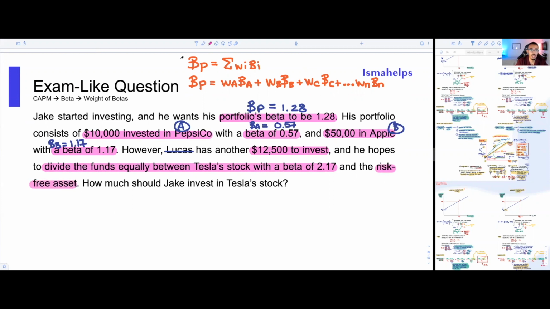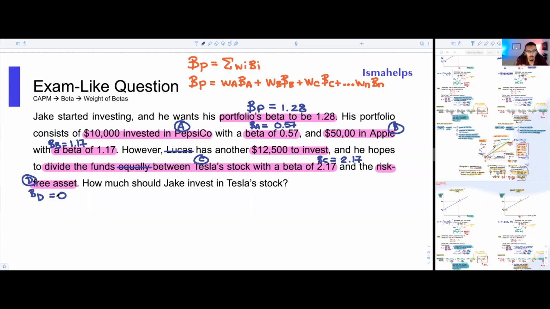So he wants to divide the funds, but we're going to remove the part about equally because that was a typo in the question. So he hopes to divide the funds between Tesla stock with a beta of 2.17 and the risk-free asset. We could call Tesla C and the risk-free asset D. So we know the beta of C, Tesla, is equal to 2.17, and the beta of D, the risk-free asset, is equal to 0.